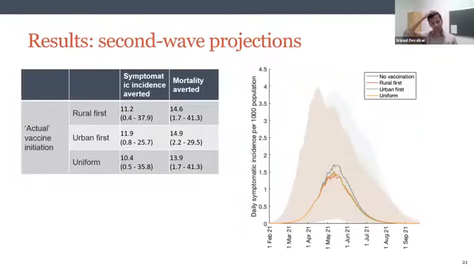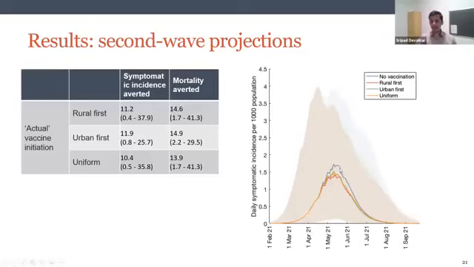So here's what we find, right? What I have in the picture here is, on the y-axis, the daily symptomatic incidence of disease per 1,000 population in the state of Punjab. And the transmission model was calibrated to what was observed in the first wave. And what this model is trying to do is, if a second wave were to occur with similar transmission characteristics, what would the impact be, right?